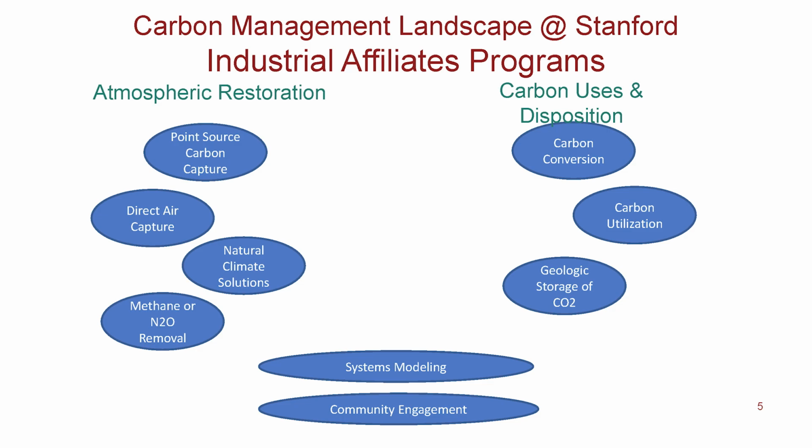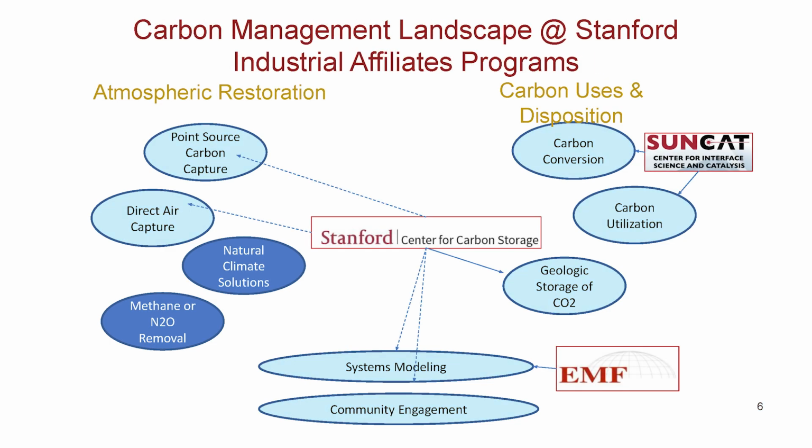But then when it comes to emissions that have been captured, CO2, we do need to find things to do with it or ways to dispose of it. And that's where some of our affiliate programs come into play. And at Stanford, we've got a number of affiliate programs, but within the carbon management space, two of the big ones are SUNCAT, as well as the Stanford Center for Carbon Storage, which is the group that I manage here. And both of those deal with either use and disposition, which is really what SUNCAT does, or the Stanford Center for Carbon Storage, which really looks at geologic sequestration of any captured carbon through whatever process in which it's captured.